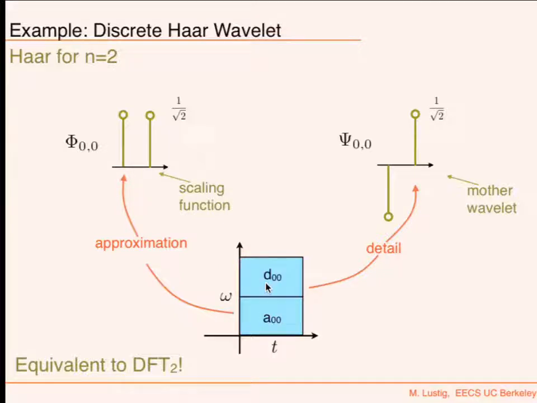Turns out, it's equivalent to DFT2. Exactly, to a normalized version of DFT2, normalized by square root of 2. But it's exactly like DFT2. You add two numbers, subtract two numbers: low frequency, high frequency. This is exactly what DFT2 would do. It would try to separate into a high frequency component and a low frequency component. So that kind of makes sense, right?